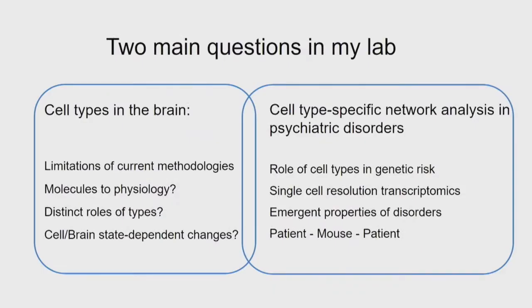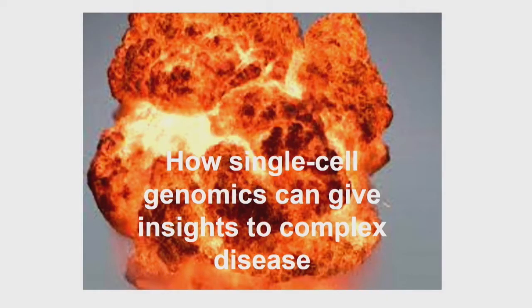So my lab now, one side of the lab is really trying to find the limitations of the methodologies from a neuroscience perspective. And the other one is to see, can we use this kind of transcriptional information to say something about psychiatric disorders? This is a slide of the field of single-cell biology. It's exploded. There are thousands of papers over the last 4 years. Now we ask the question, how can we use this to gain some new insights on complex disorders?